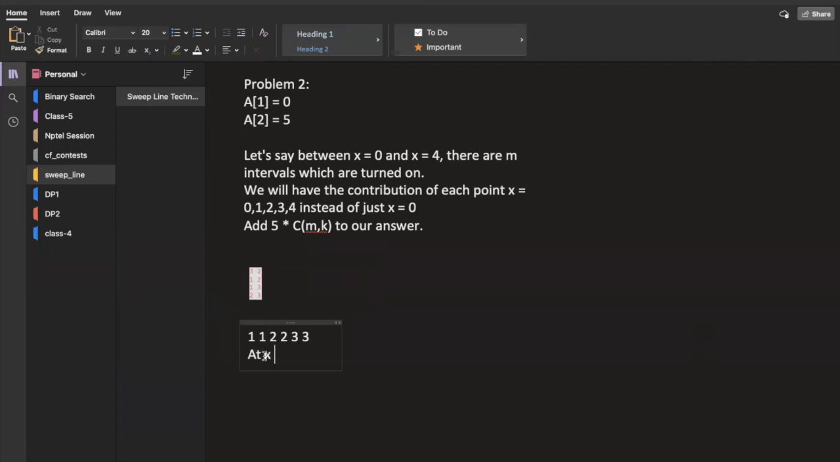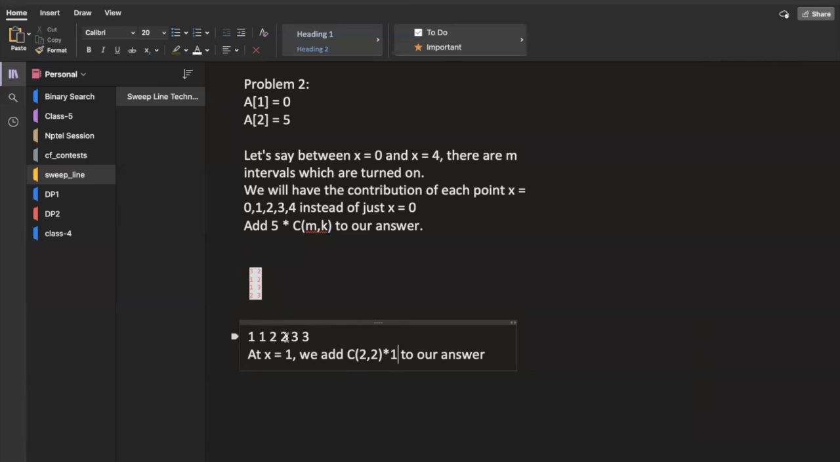So at x equals to 1, we add 2C2 multiplied by 1 to our answer. Now, why did we multiply it by 1? Because the next relevant point is x equals to 2, and there is no point between x equals to 1 and x equals to 2. So that is why we are simply multiplying it by 1.